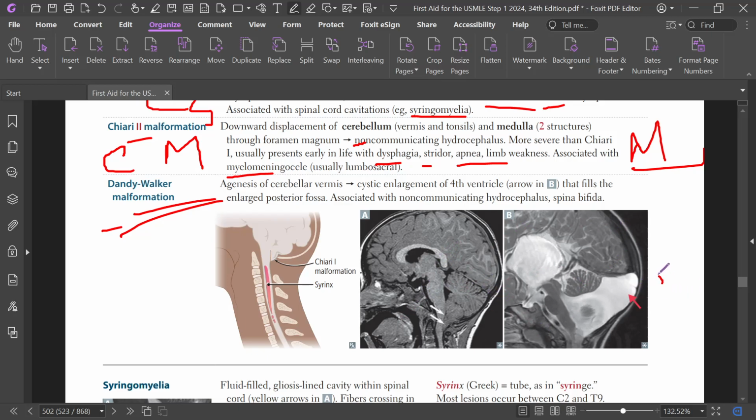And finally, in Dandy Walker, there is agenesis of the cerebellar vermis, so there is cystic enlargement of the fourth ventricle that fills the enlarged posterior fossa. It is associated with non-communicating hydrocephalus and spina bifida.